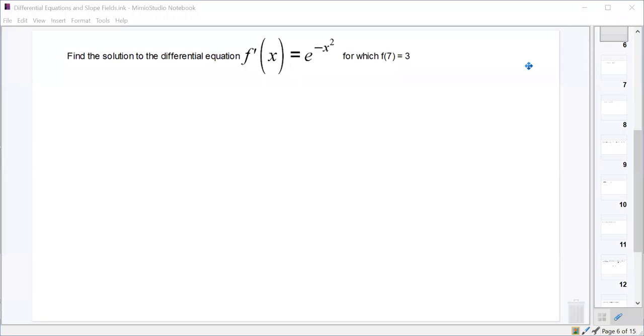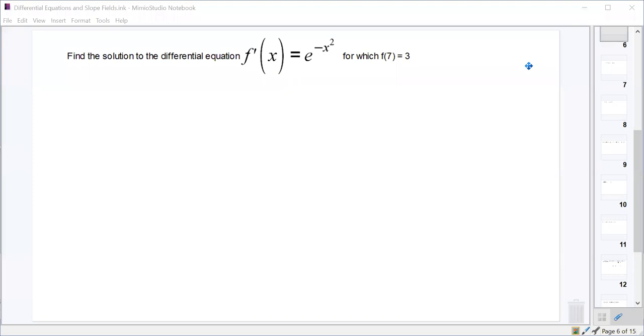So we have the differential equation, f prime of x, same as having a dy dx, equal to e to the negative x squared. And we want to find f of x for which f of 7 is equal to 3.